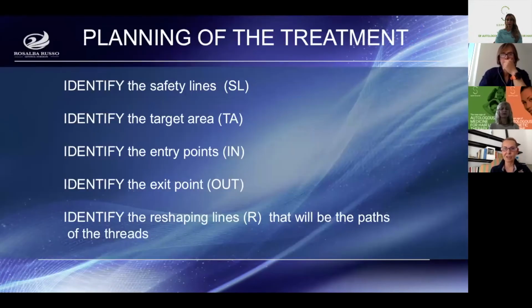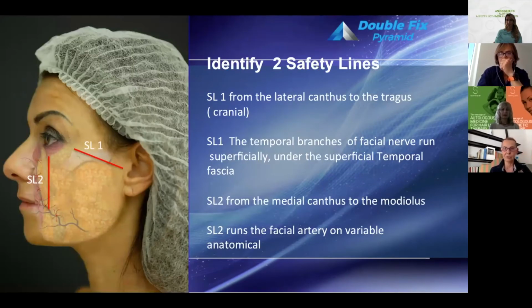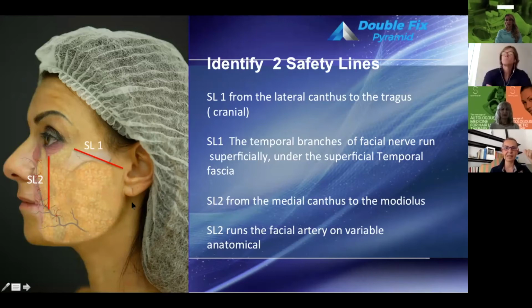The planning of treatment is very important. Identify the safety lines, identify the target area, identify the entry points and the exit points, and at the end identify the reshaping line that will be the path of the threads. How to identify the safety line? You can see SL1 from the lateral canthus to the cranium, or SL2 from the medial canthus to the modulus, and SL2 runs along the facial artery, with variable anatomy.